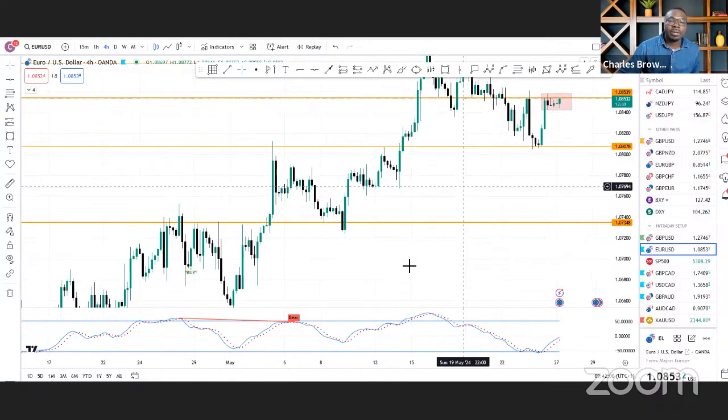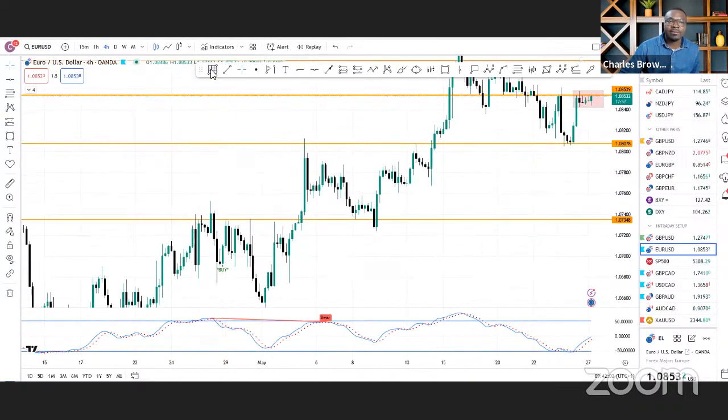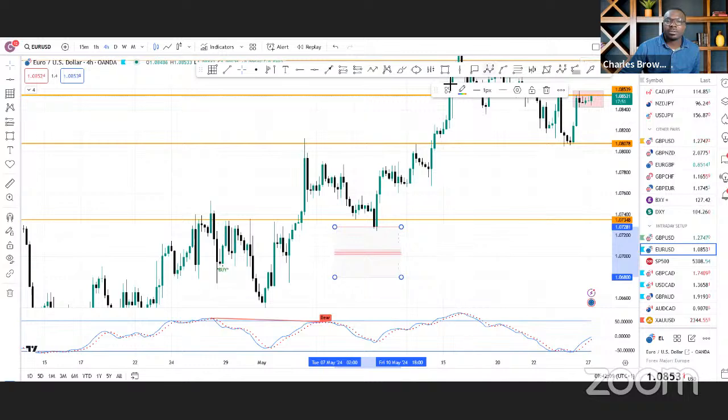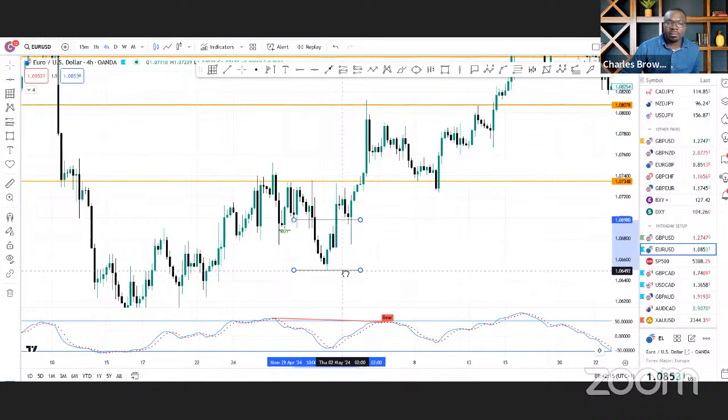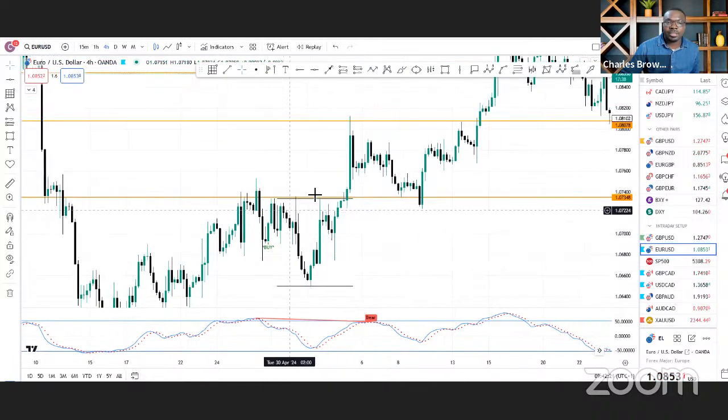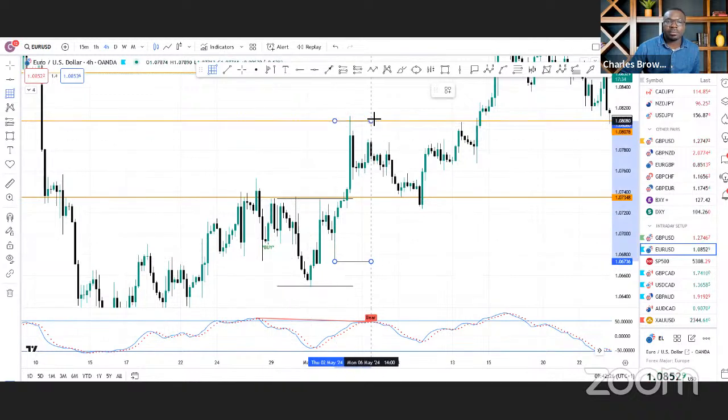Now, if you look all the way back, price rallied up from here, as you can see. Sorry about that, let me change my tool. You notice that price from here pushed up and then came back down. So what happened? This high was breached, so we have a new push up.